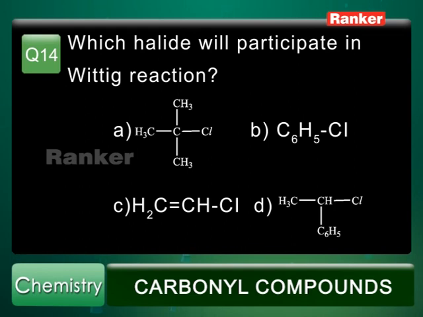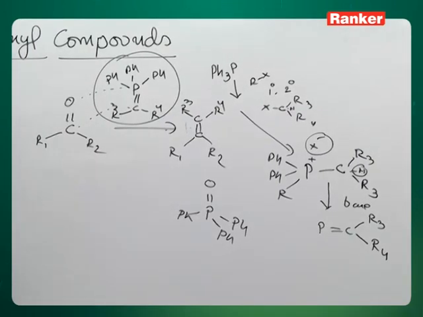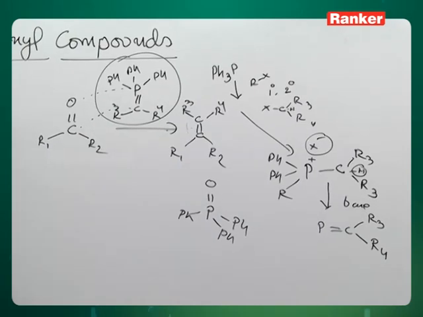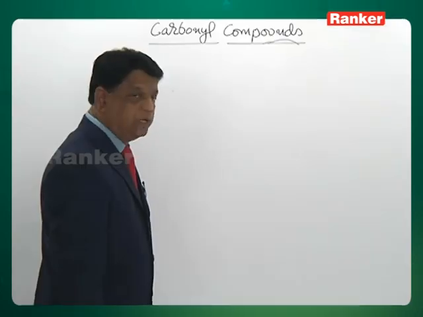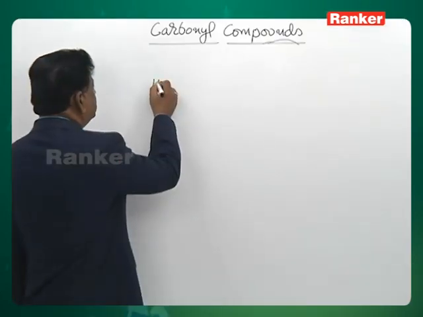The question here is, what type of alkyl halide will participate in the formation of the Wittig reagent? Only 1 degree and 2 degree are eligible. So therefore we have a 2 degree alkyl halide. Option D is the right answer. The reaction is a very popular reaction known as the Wittig reaction. So let's go for the next question, the 15th question.